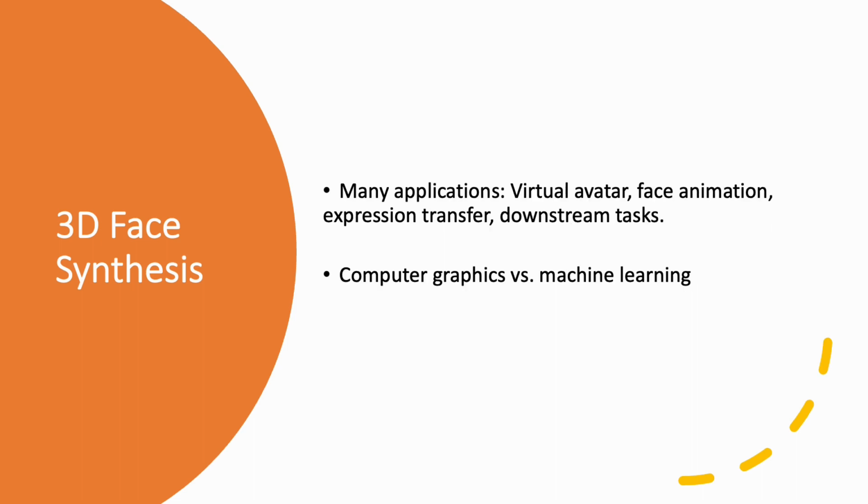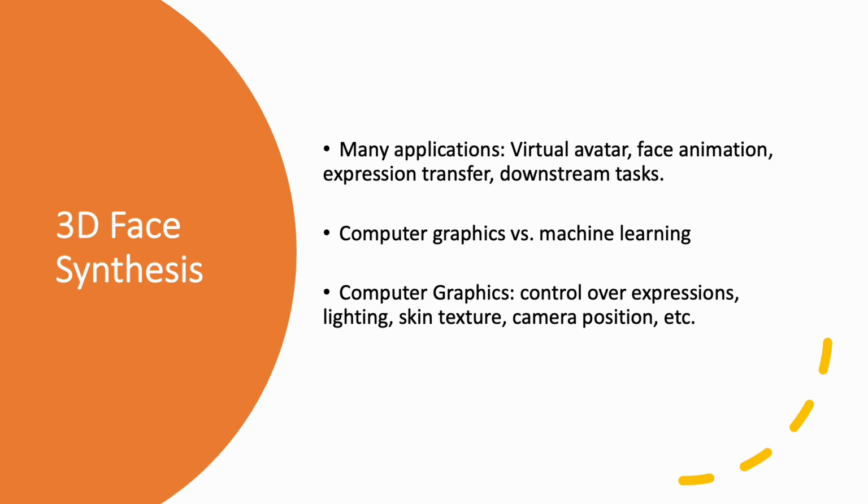Mainly there are two approaches to generate 3D faces: computer graphics or machine learning algorithms. They both have their own set of advantages and disadvantages. Computer graphics can provide control over expressions, lighting, skin texture, camera position, etc. However, they necessitate a significant amount of artistic labor, which is both time-consuming and costly.